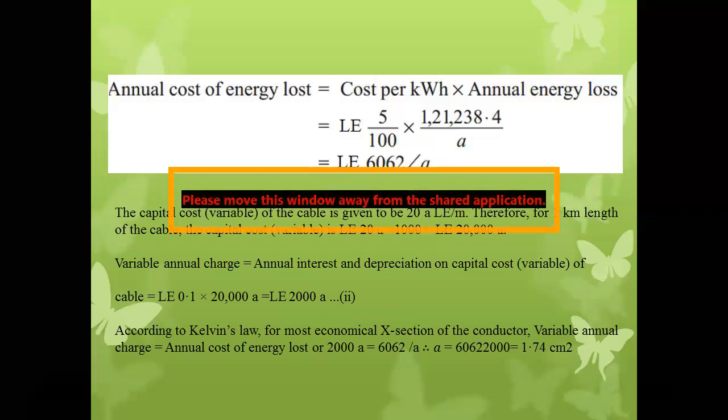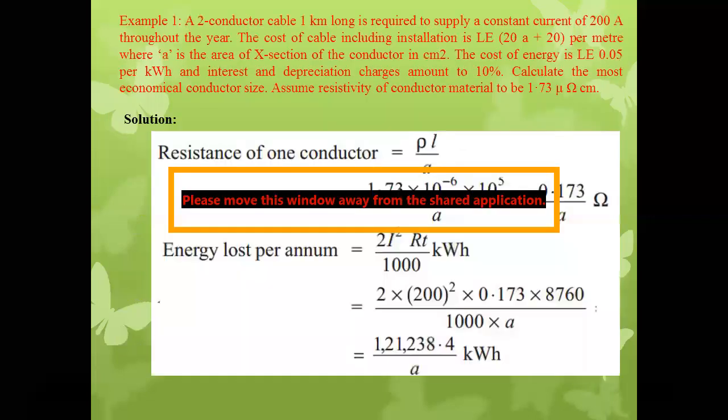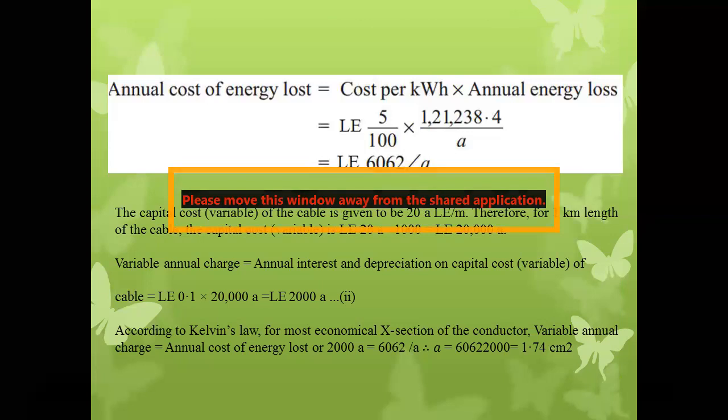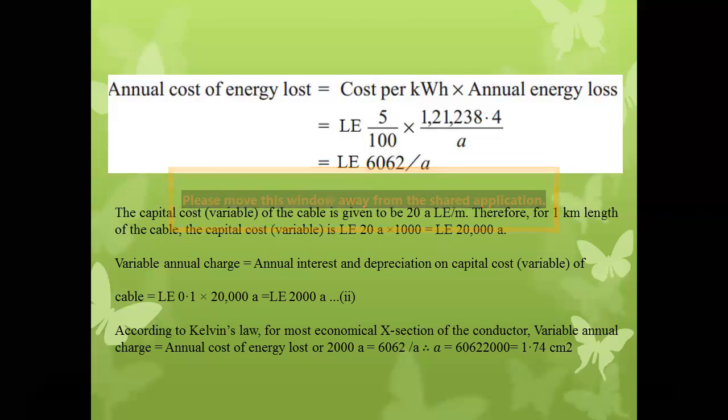Okay, the annual energy loss we have already calculated. That is 1,21,000 and 238.4 divided by A. That value we have to substitute. So the annual cost of energy lost per annum is equal to 6062 divided by A. Okay, so hold this one.